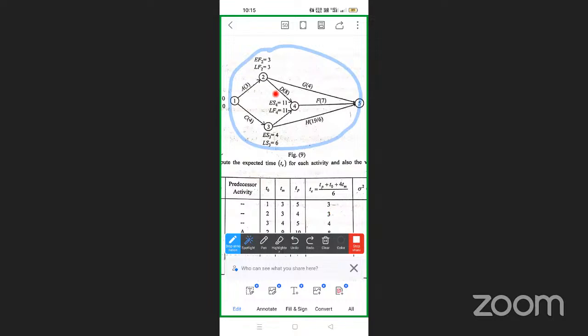Next, we have to identify the critical path. As in the previous method, identifying the critical path means finding the latest finishing time and earliest starting time of all nodes 1, 2, 3 up to 5. For each and every node, we have to find the earliest starting time and latest finishing time.